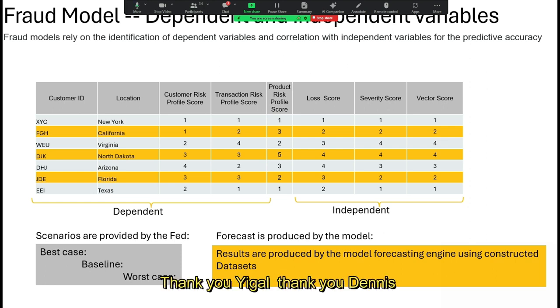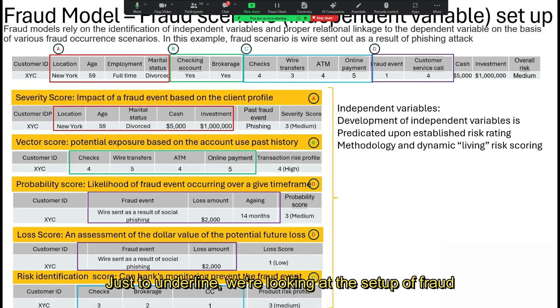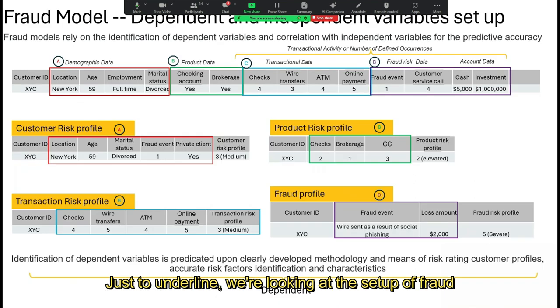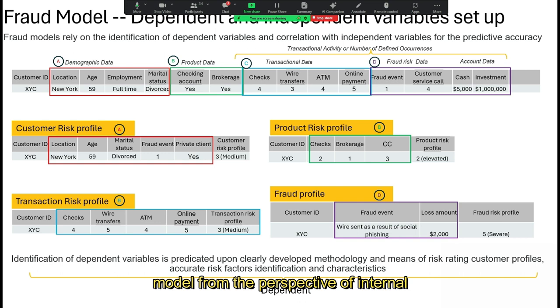Thank you, Dennis. Just to underline, we're looking at the setup of a fraud model from the perspective of internal banking financial institutions. Obviously, no one's issuing a report. So for the purposes of this paradigm, as it were, a fraud event is a real fraud event that has occurred.